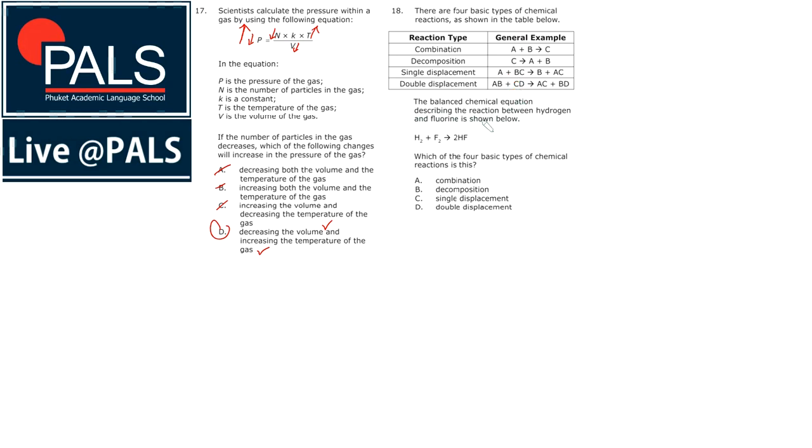The balanced chemical equation describing the reaction between hydrogen and fluorine is shown below. H2 plus F2 gives 2HF. Which of the 4 basic types is this? Well, it should be pretty straightforward. We see we have 2 reactants and they combine to form 1 product, so therefore it's a combination or addition reaction.